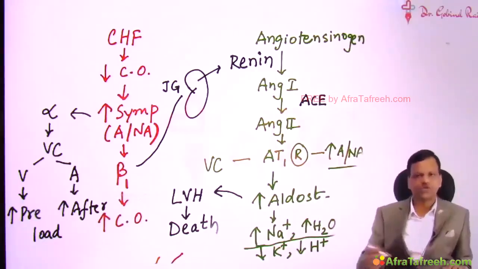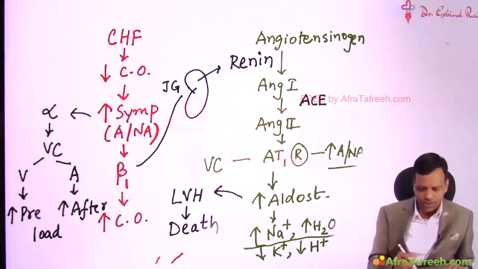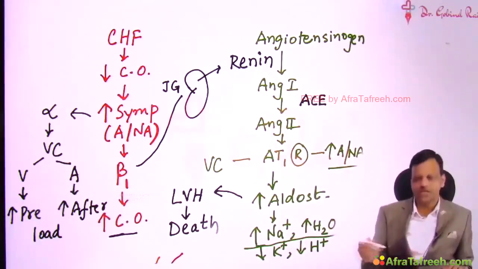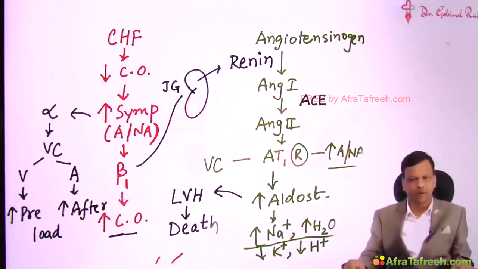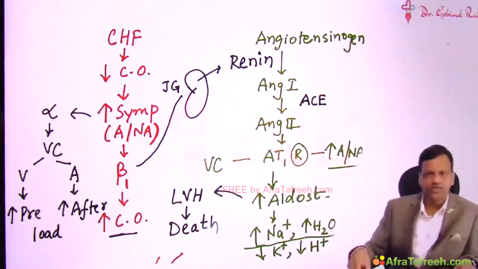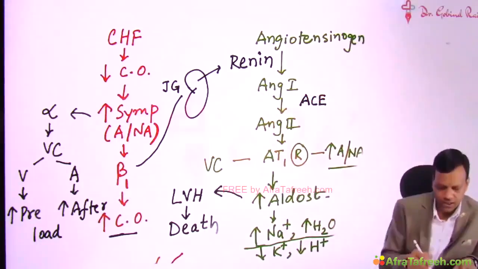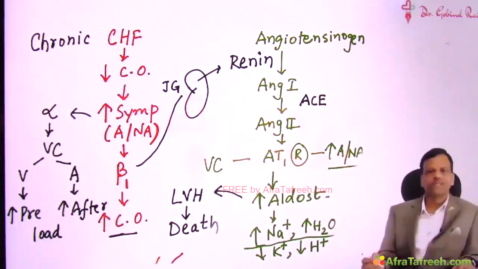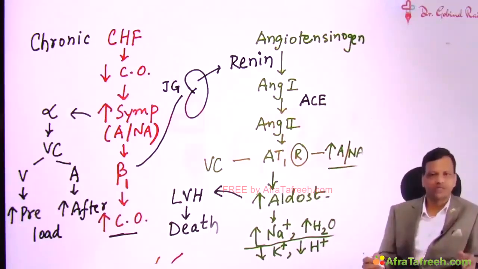So this type of situation in which cardiac output is almost normal but the patient is having a totally different type of problem, this type of heart failure is called chronic CHF. Chronic CHF, the other name of chronic CHF is compensated CHF. Compensated CHF, as the name tells, is due to compensatory mechanisms.